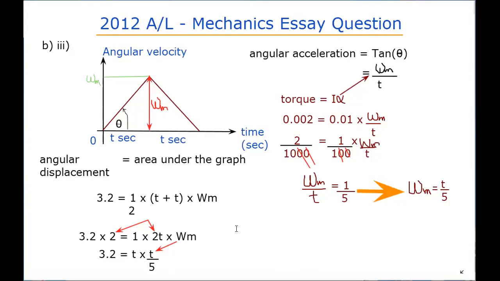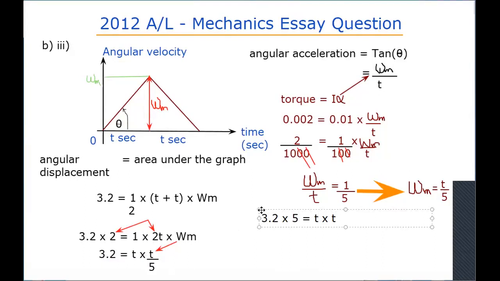Right. So what is t into t here? If you take 5 to this side, you will get 3.2 times 5 equals t into t. What is t into t? T square. T square. 3.2 times 5.